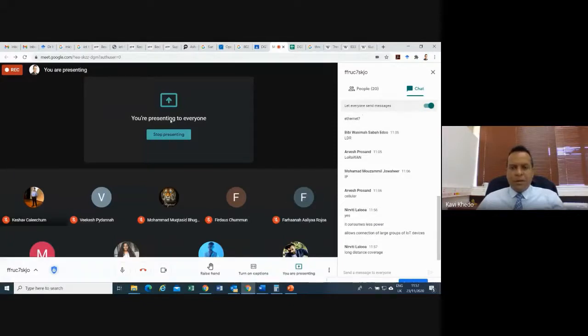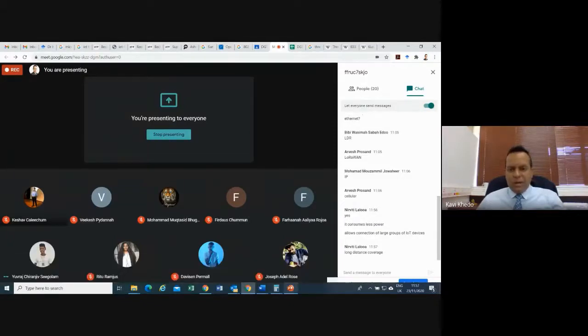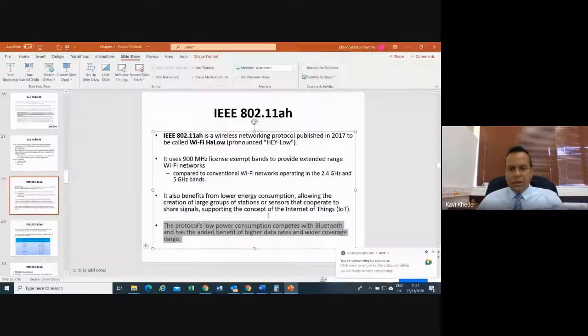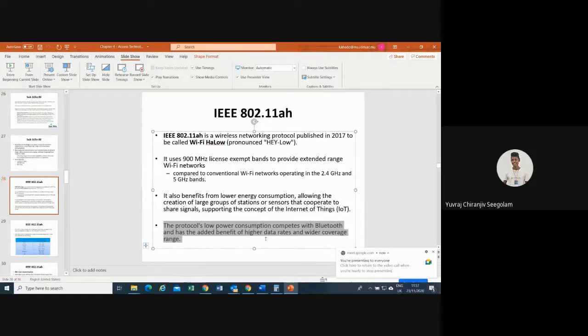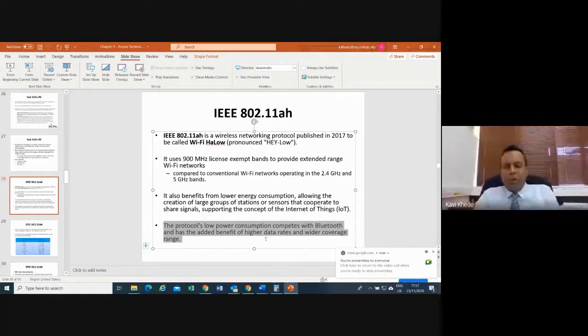Yuvraj Sigulam? Yes. So on this slide here, your friend already said low power. What are the two advantages you see here? It can send more data per time. Okay, higher data rates, more data per unit time. The data rate is higher. Okay, next. And it has greater distance coverage. Okay, it can cover longer distance.